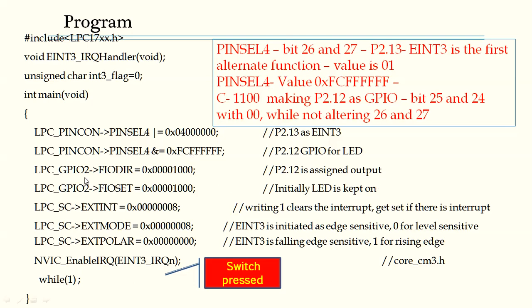Fine. The next is normal, what we have already discussed. The DIR register should be made 1 for the corresponding P2.12 because it's an LED and an output.